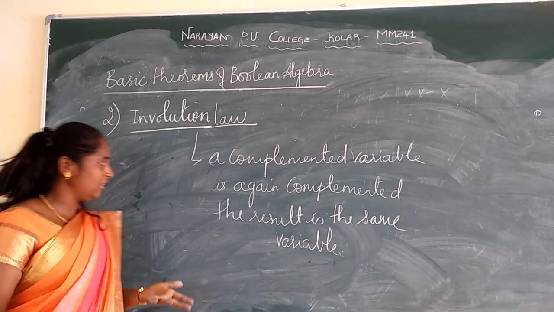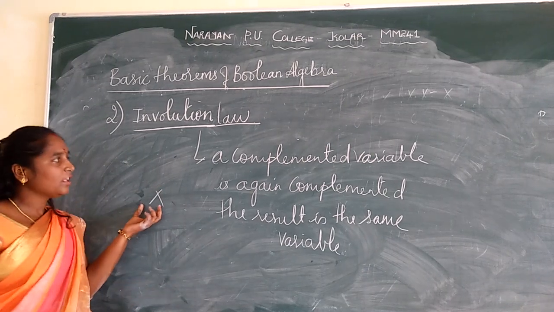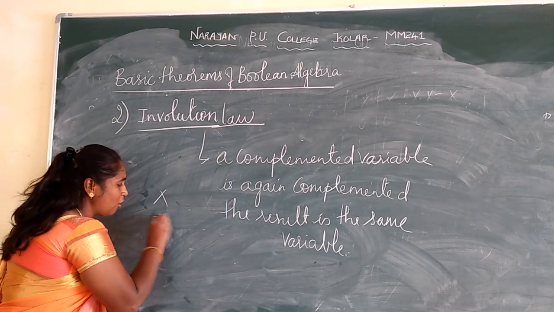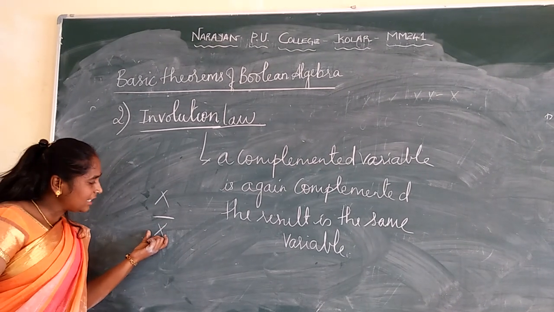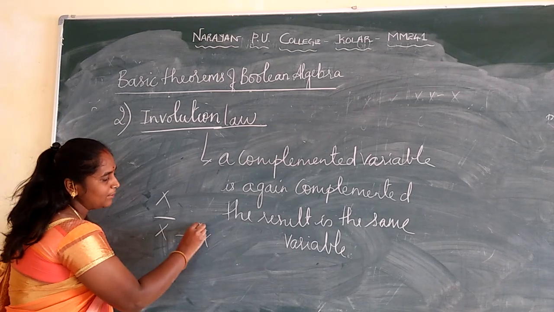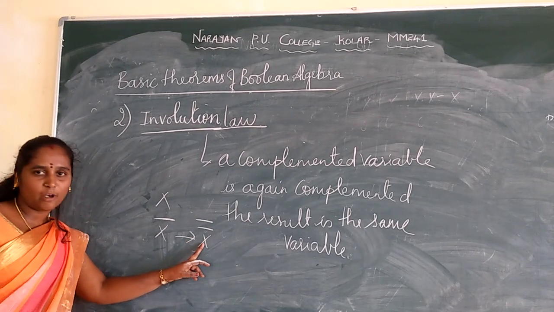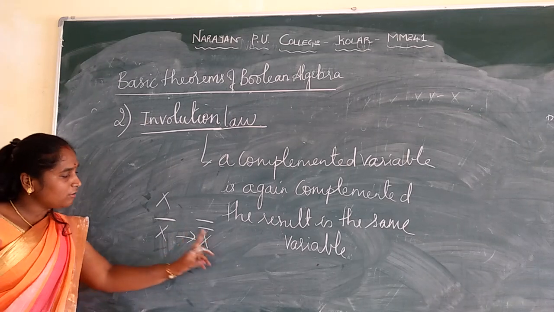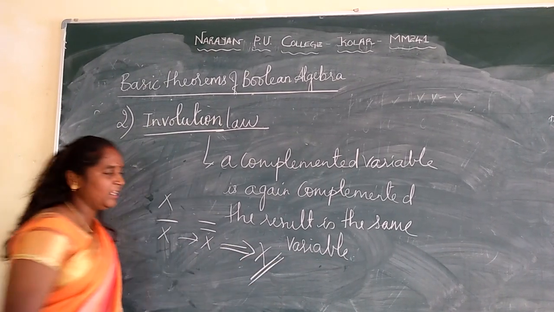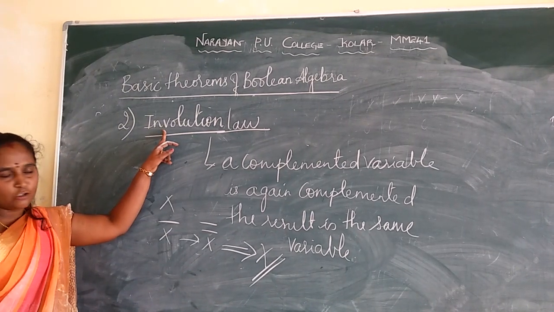In a more understandable way, consider a variable. The variable is complemented, so this becomes a complemented variable. When you consider the complemented variable, you are again performing a complementation. That is, twice you are performing a complementation. Then what will be the result? You will get the result as the same variable. That is nothing but your involution law.